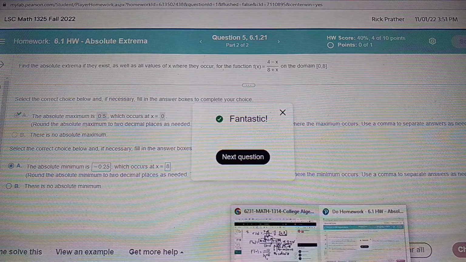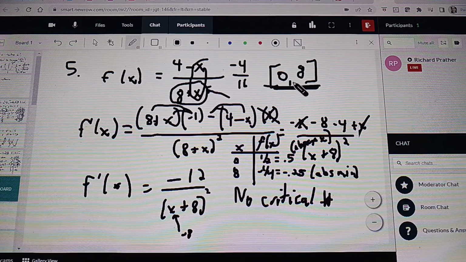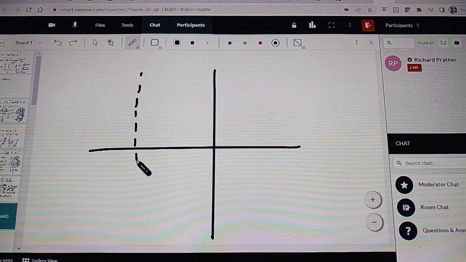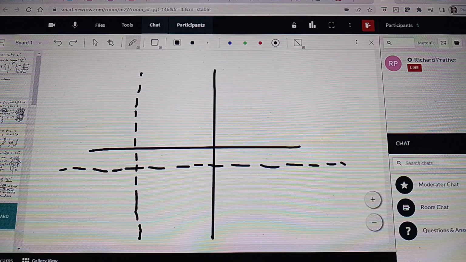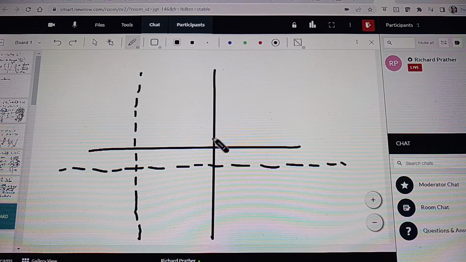And if you have knowledge of the graph of this thing from college algebra, this is a rational function. It has one vertical asymptote at -8, which isn't even in our range. It's got a horizontal asymptote of -1 because you'd have to divide the leading coefficients. There's a -8 vertical asymptote, a -1 horizontal asymptote. When x is 0, y is a half, so that would be right there.